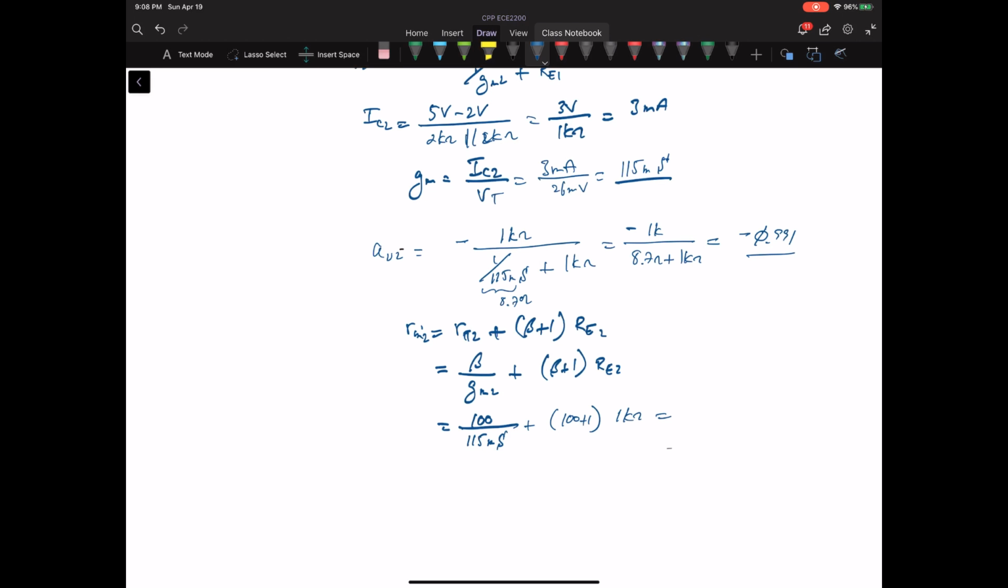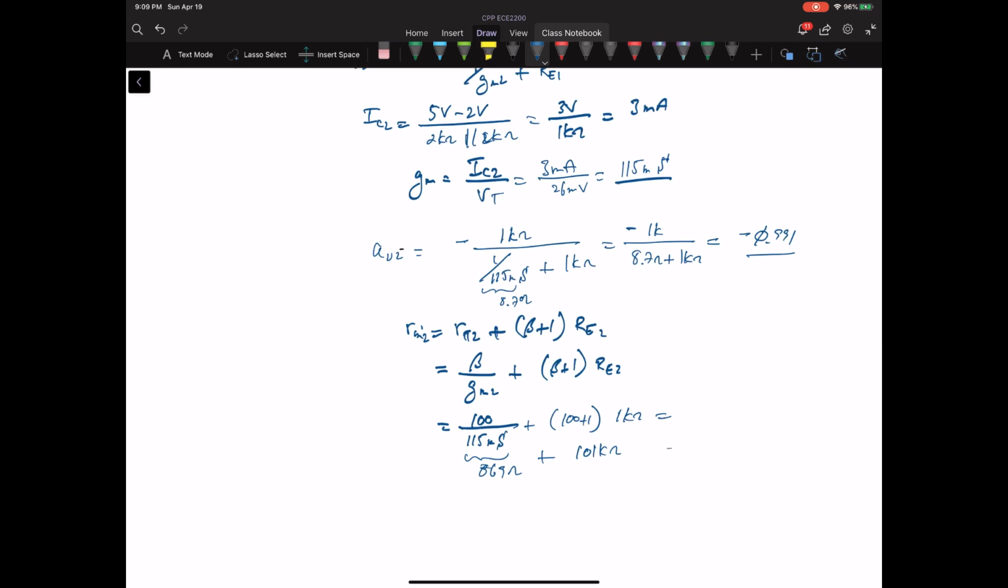So this ends up being 100 divided by 115 millisiemens, so this is 869 ohms, plus 101 kilo ohm, whoops, 101 kilo ohm plus 869.